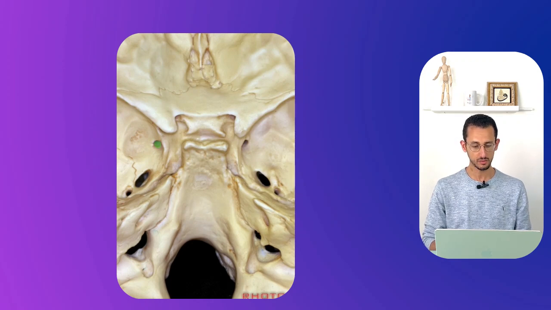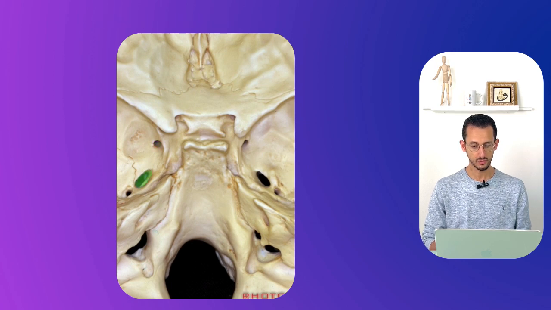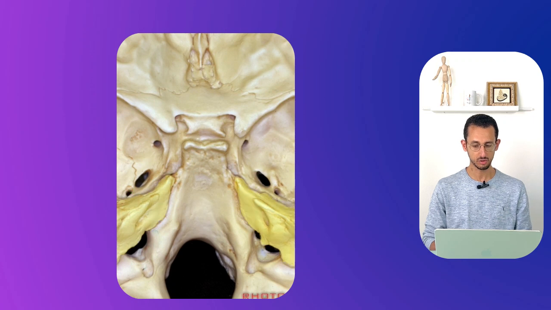So the maxillary nerve exits through the foramen rotundum, highlighted in green here. And then we have the mandibular nerve as it exits through the foramen ovale, which lies anteromedial to the foramen spinosum, which contains the middle meningeal artery, and lateral to the petrous apex.